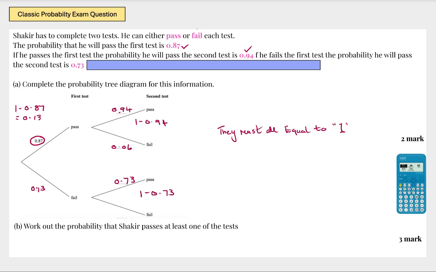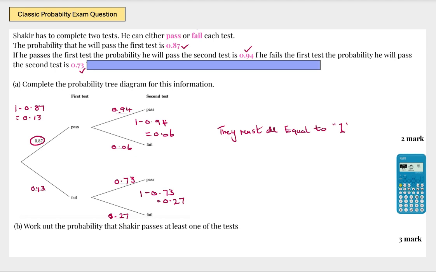Which gives us 0.27. I've worked it out and shown you guys this because if you are on a foundation paper and you want to have a go at it, I'm sure you'd want to know how I got the answer. So that's all filled in. The probability tree diagram, all the information's there, ready for us to move on to B.